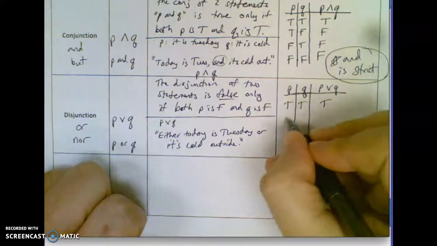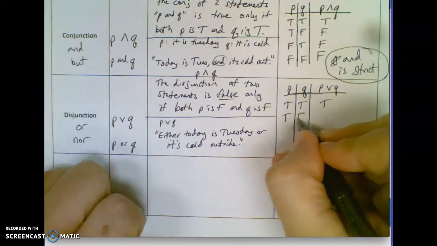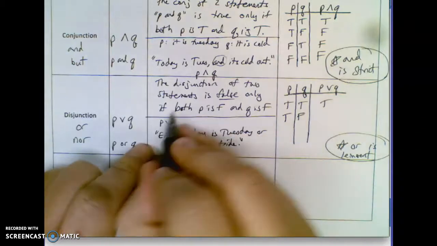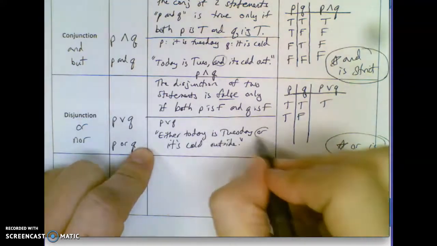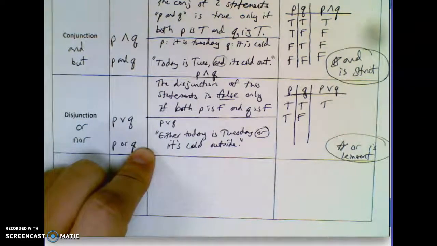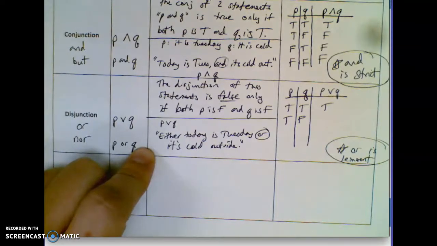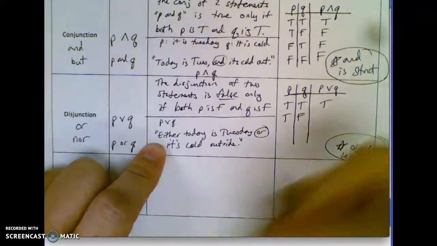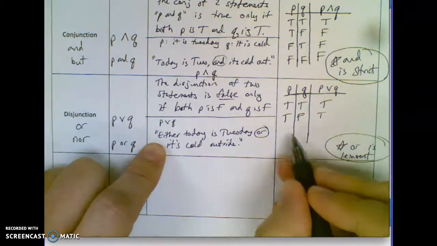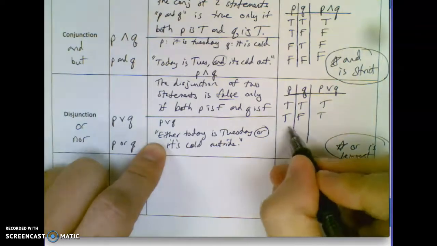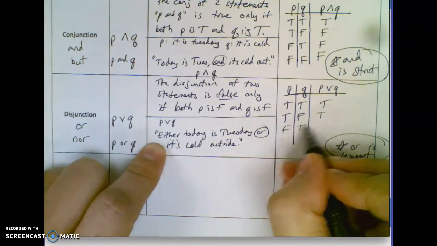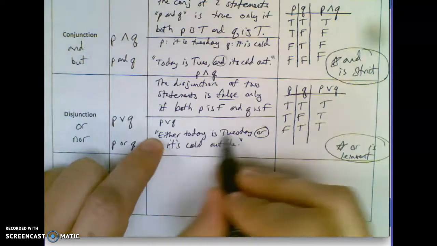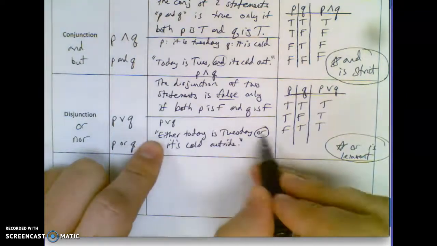If the first part's true and the second part's false, is my whole statement true or false, because I have the word or in there? So let's say it was Tuesday, but it was hot outside, and I said this statement: either today's Tuesday or it's cold outside. Is my statement true? Yeah, because the only way to make an or statement false is if they're both false. So even if it was Monday but it's cold outside, my statement's not wrong.